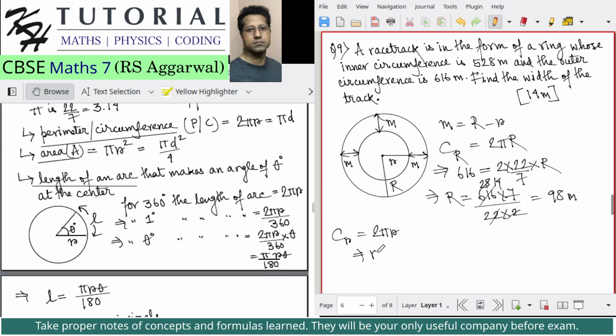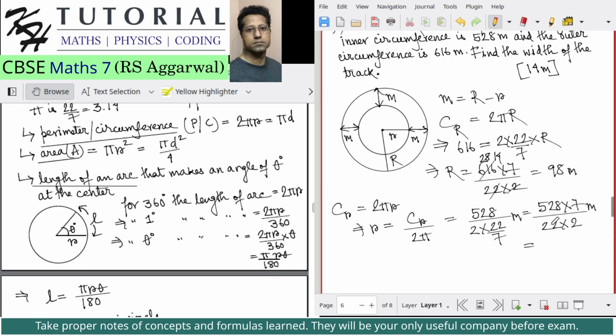So this implies small r is equal to c r divided by 2 pi. The inner circumference is given as 528. So 528 divided by 2 multiplied by 22/7 meter, which is equal to 528 multiplied by 7 divided by 22 multiplied by 2 meter. 22 divides 52 with 2, 44, 8 and 4, and 12, and we have 84.